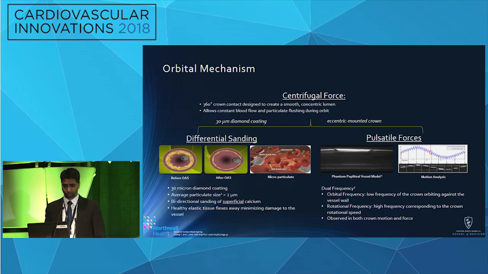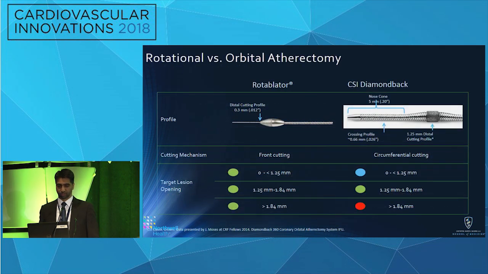Orbital atherectomy is a relative newcomer on the block. Its orbital mechanism uses differential sanding. It's something that's been available for those who do peripheral vascular debulking interventions for a while now. And I'd say in the last 5 to 6 years, it's actually increased in uptake in the coronary vasculature. And you can see here that it's extremely effective in doing what it used to do in the peripherals in the coronary world as well.